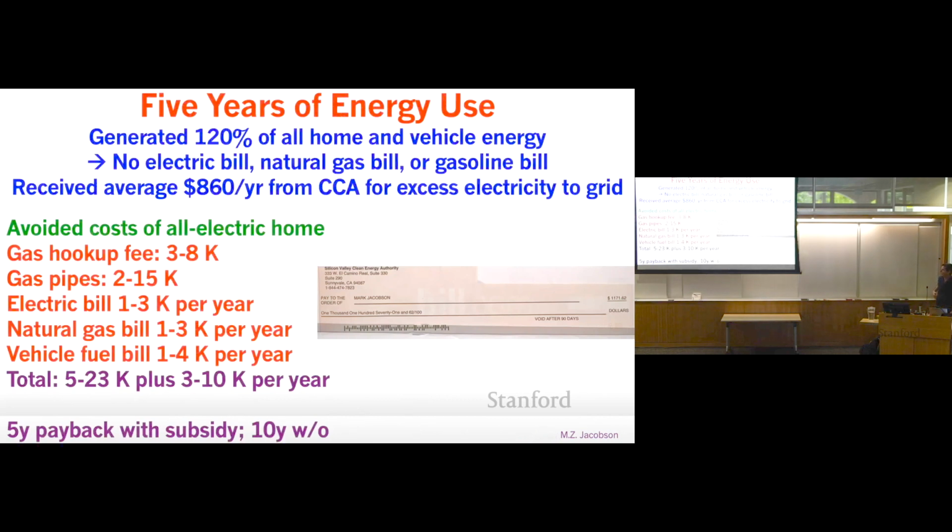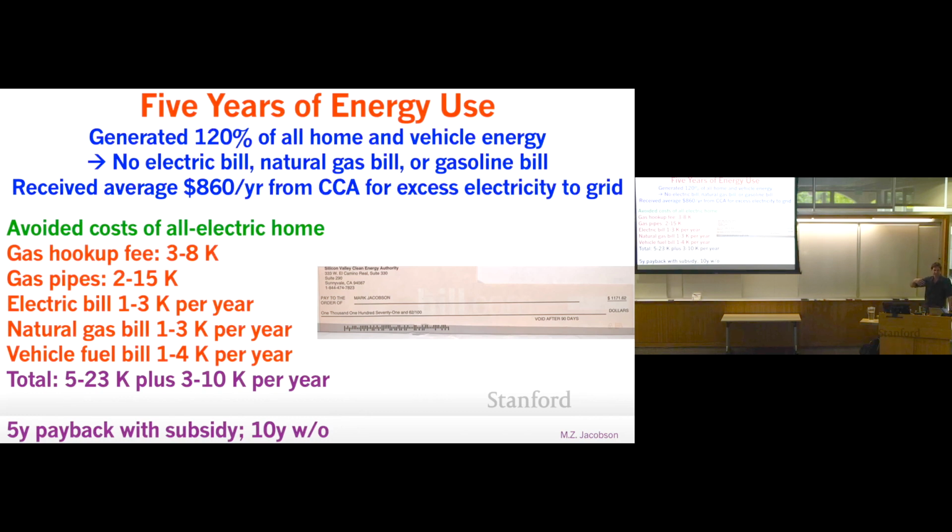Well, anyway, here's a summary of 5 years of use. Generated 120% of all home and vehicle energy. No electric bill, natural gas bill, or gasoline bill. And I received about $860 a year from the Community Choice Aggregation Utility, which in this case is Silicon Valley Clean Energy, who takes over the generation portion of the electric bill.